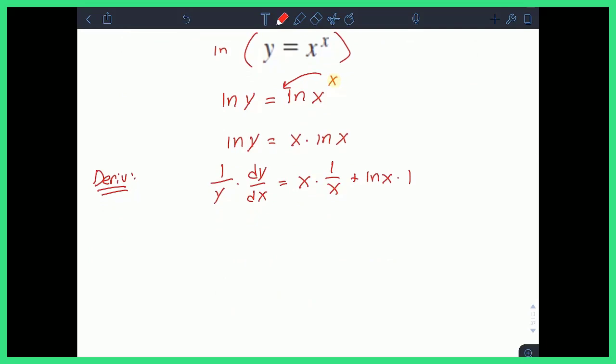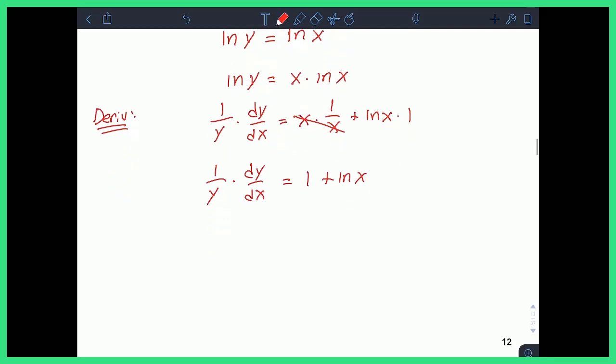Well, on this side, it's just 1 over y dy dx, but interestingly enough, the x and the x end up canceling, giving you just 1 plus ln x. Multiply both sides by y. So this is going to be dy dx, which is what I want, is equal to y times 1 plus ln x.